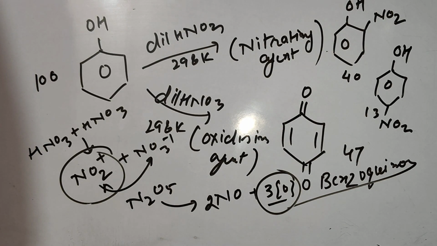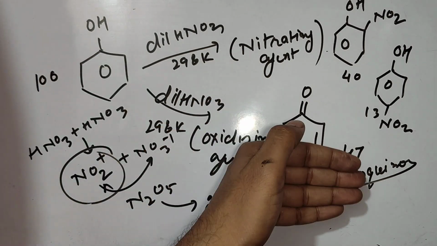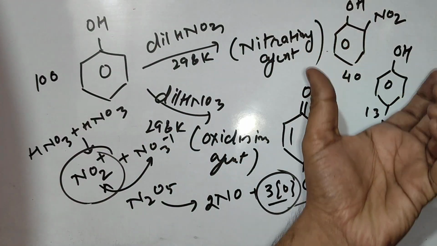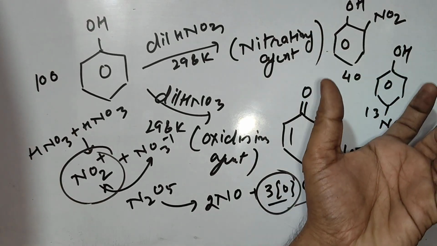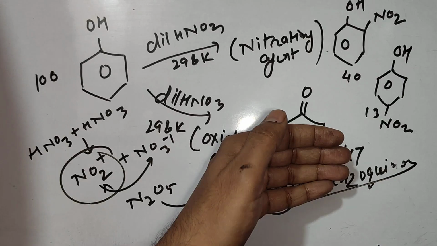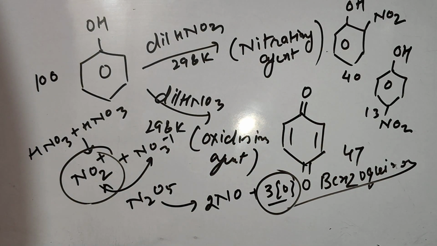Now, how to solve this problem, how to finish this problem? Because we don't want benzoquinone, we don't want the oxidized product, we want complete nitrating products like orthonitrophenol, paranitrophenol. These products we want. We don't want benzoquinone. How can we finish this problem? In the next video, we will discuss that method also. Thank you very much for watching the video.